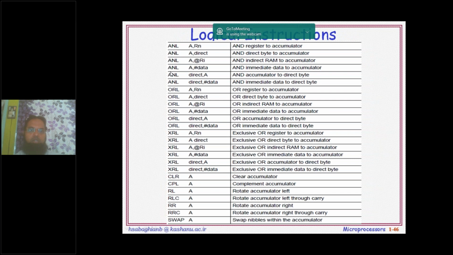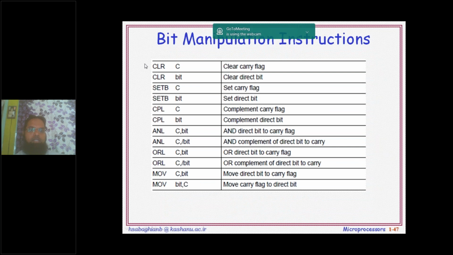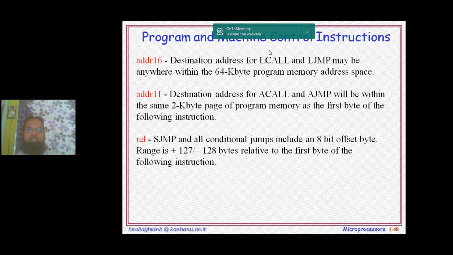These are the logical instructions: logical AND, logical OR, logical XOR, clear, complement, rotate instructions, and swap instructions. There is no shift instruction in the 8051. These are the rotate instructions. And bit manipulation instructions are used to do some operations over the bits: clear the carry flag, clear the bit location, set the carry flag, set the bit location, complement the carry flag, complement the bit location, perform an AND operation over 2 bits. What are those 2 bits? The carry bit and the bit addressable location. Perform an OR operation, move a bit from one location to another location. So these are all possible with bit manipulation instructions.